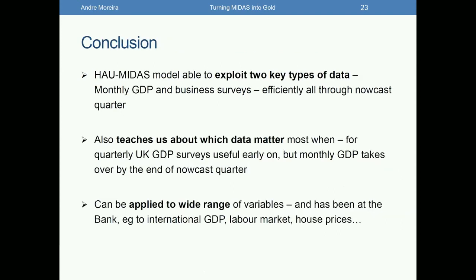So a good way, I think, to exploit these 2 key bits of information, monthly GDP versus surveys. It teaches us about what data are useful when. Surveys are useful early on. Official data is most useful later in the quarter. That's very much in line with our practical experience. And it's a framework that you can apply to a broad range of variables. So hopefully it can be helpful to others.